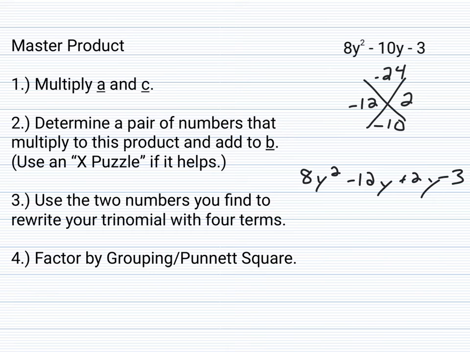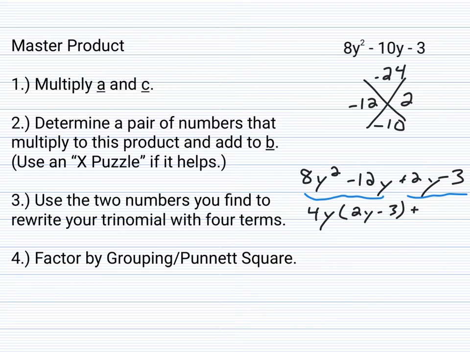Now it might seem weird, why would I bother doing this when all it's going to do is make the problem more complicated? Well, I actually could do something called grouping here. If I look at the first two and the last two as pairs, I can often use a GCF. So 8y squared and negative 12y have a GCF of 4y. And in parentheses, that would leave 2y minus 3.